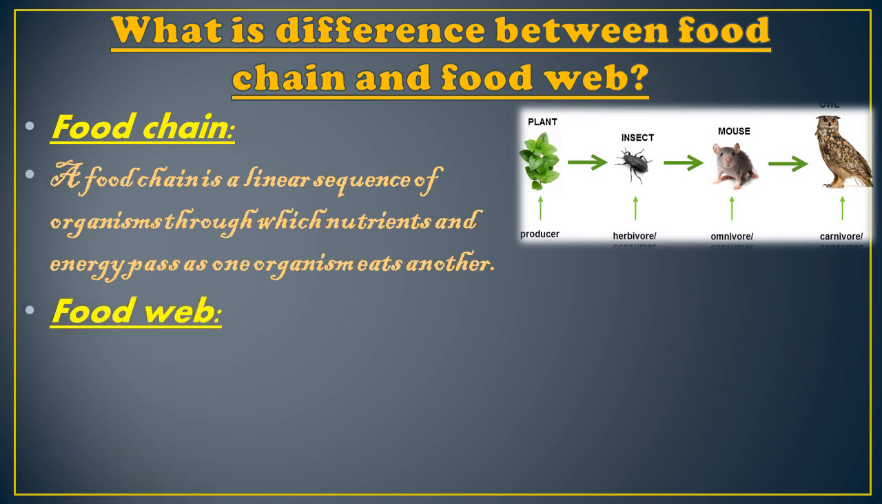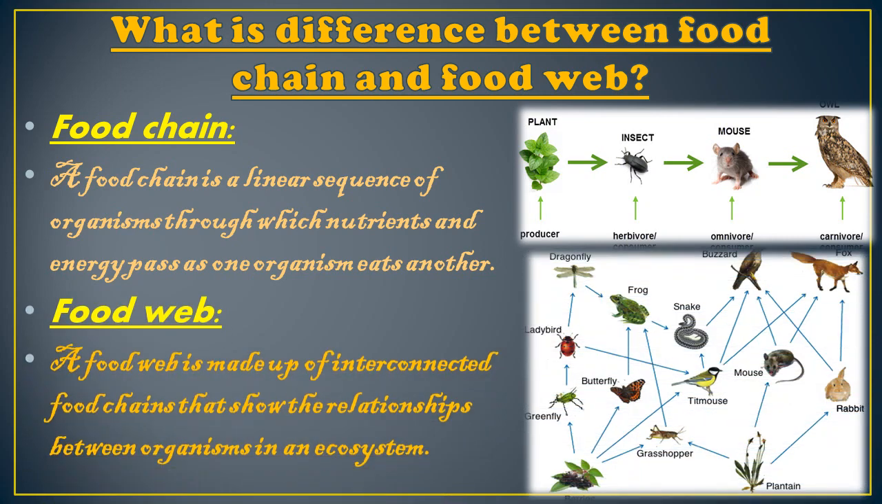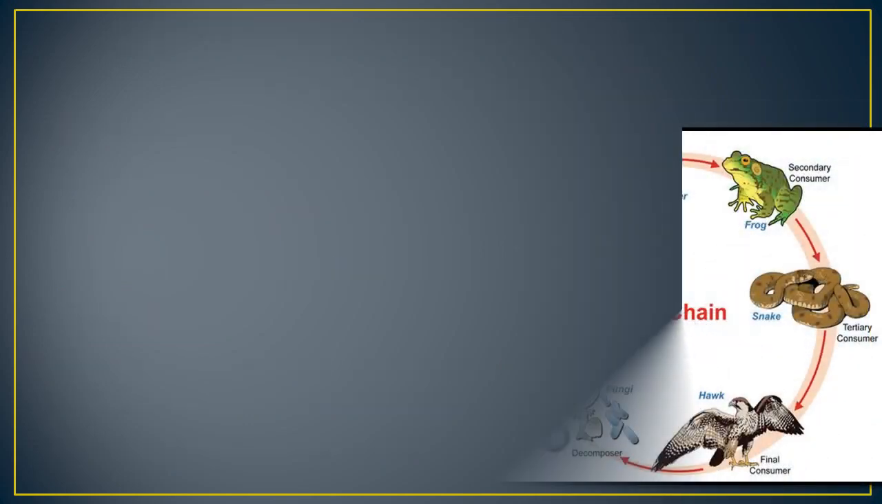Next, the food web. What is a food web? A food web is made up of interconnected food chains that show the relationship between organisms in an ecosystem. That means in a food web, different food chains are interconnected to each other, showing the relationship between each other. So this is a food web, and these are the basic differences between a food chain and a food web.